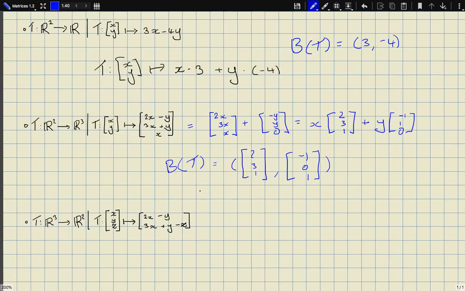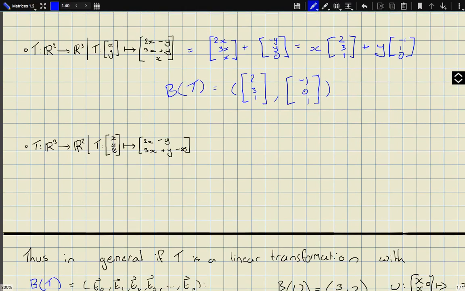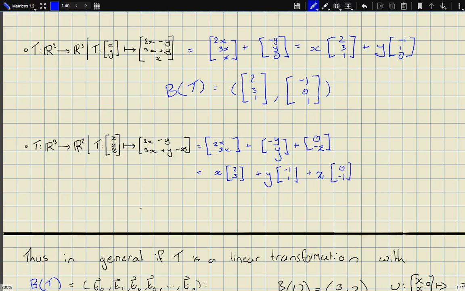Okay, so what about this one down here? With this one, we have T, a linear transformation taking a point in 3 dimensions, (x, y, z), into a point in 2 dimensions, (2x - y, 3x + y - z). So here, we can split this apart into (2x, 3x) plus (-y, y) plus (0, -z), which you could also write as x(2, 3) plus y(-1, 1) plus z(0, -1). And so that means that here, the basis of T is equal to the list of vectors (2, 3), (-1, 1), and (0, -1).